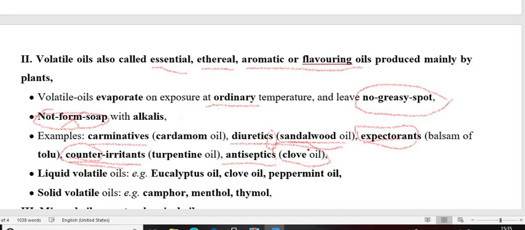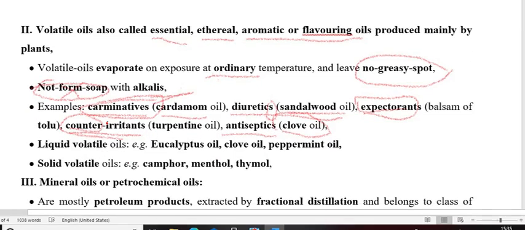And because of its antiseptic action, this is going to relieve the infection. Sepsis causing bacteria: antiseptics kill or inhibit the growth of sepsis causing microorganisms. Carminatives, an example is cardamom. Carminatives are usually used to relieve gases. This is going to relieve the gases from the GI tract. So this is a very, very important property.